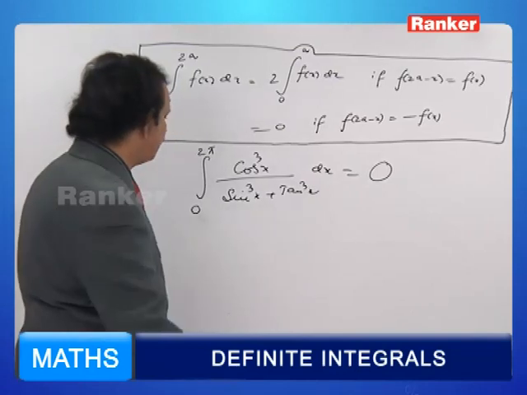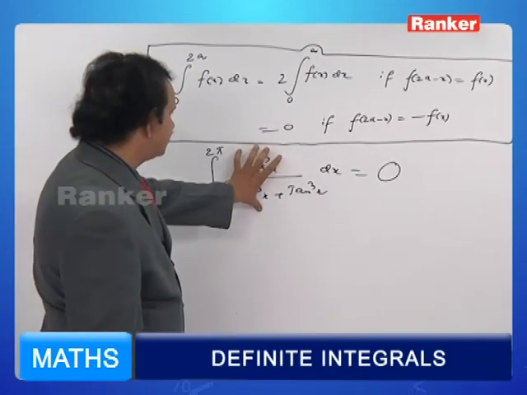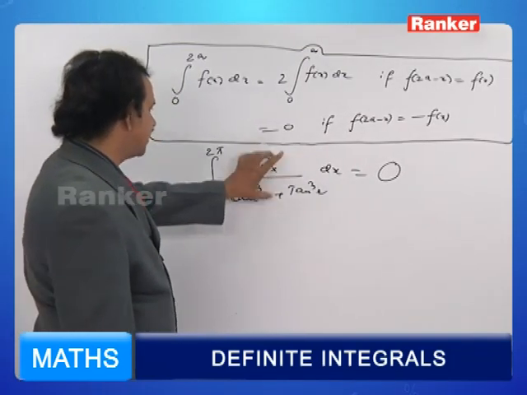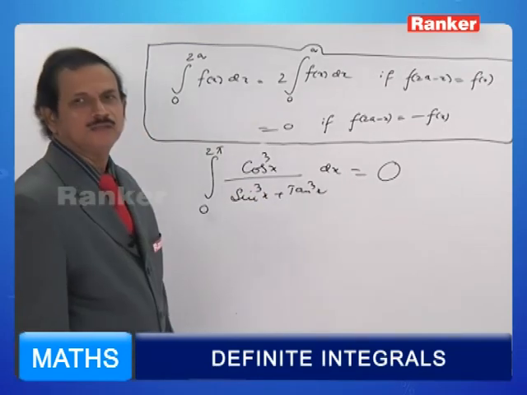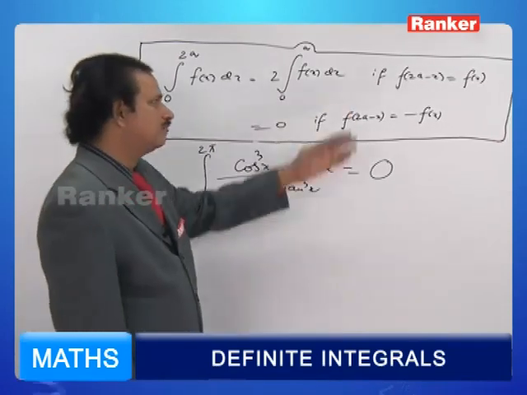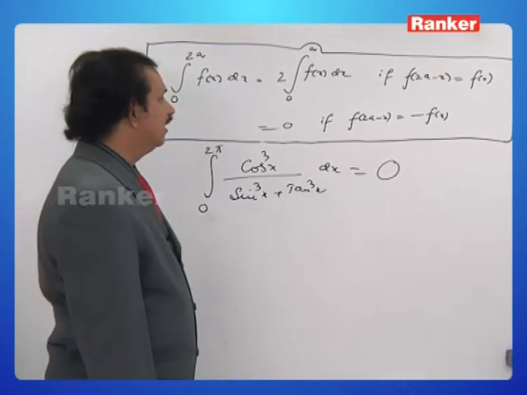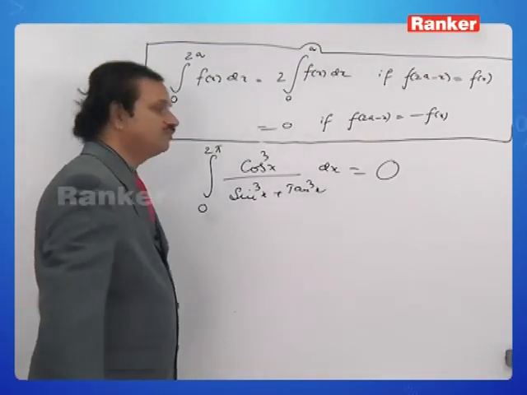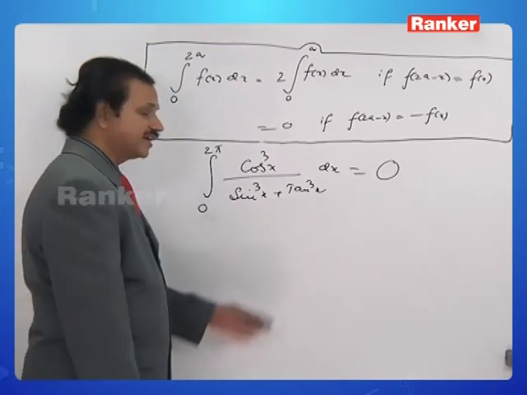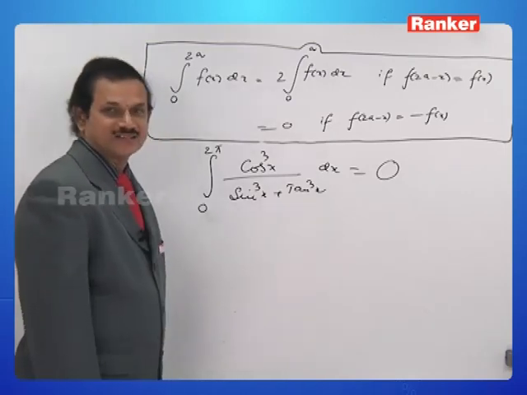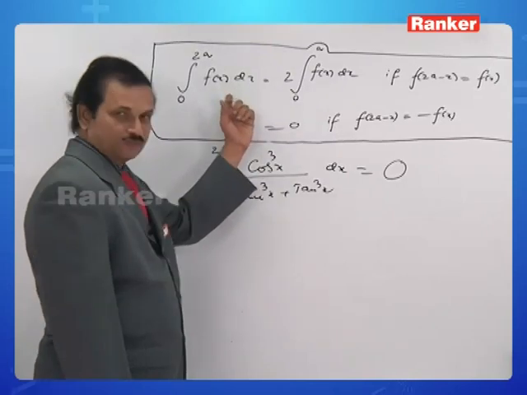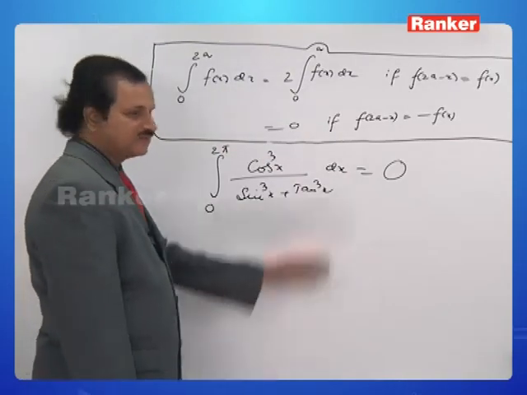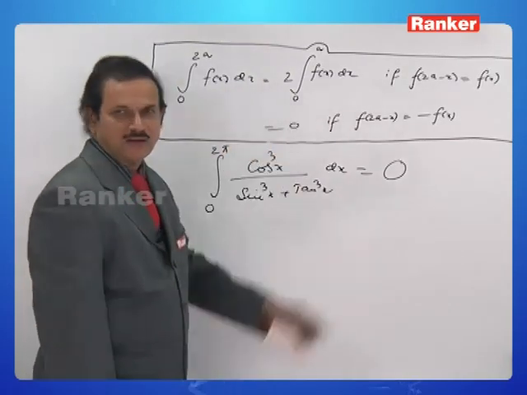This is simply because if you name this as f of x and if you consider f of 2 pi minus x, that is f of 2a minus x, then it is minus f of x. So the answer is 0. Such a great utility and such great benefit it exhibits. Yes, this is the importance of this formula.